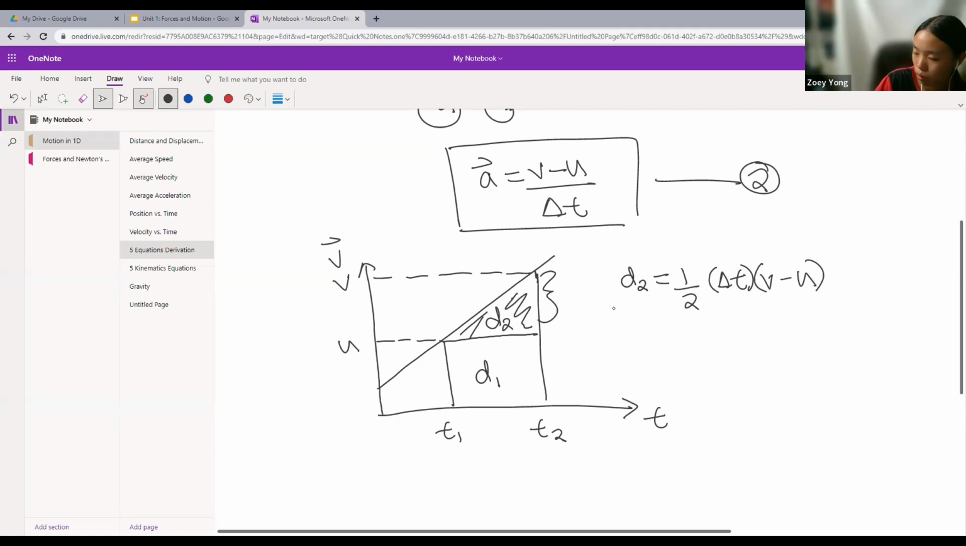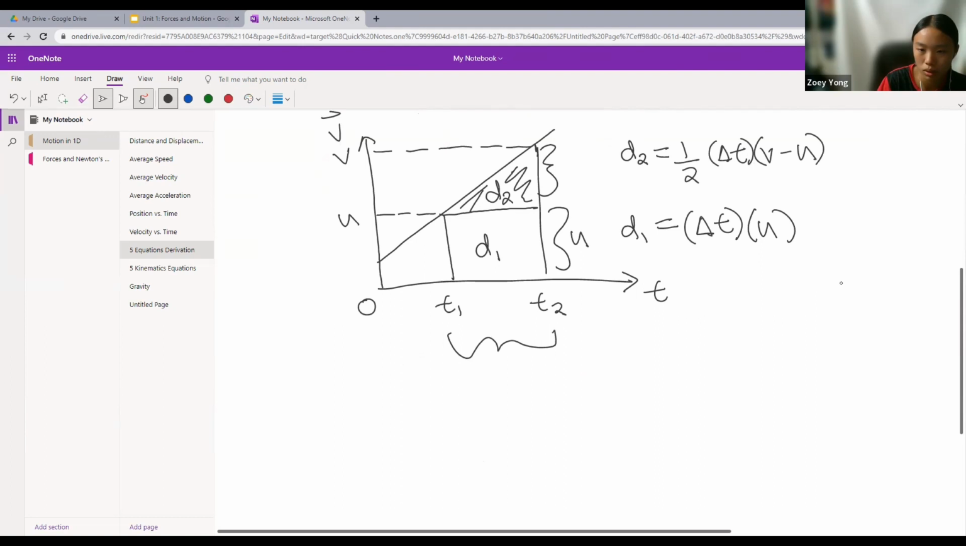So now let's find d1. d1 is a rectangle. The area of a rectangle, as you probably know, is the base times the height. So again, the base is here to here, t1 to t2, which we already call delta t, times the height, which is here to here. So this is just u, because this over here is 0, so the height is u. So that's the area for the rectangle, or d1. And to find the total distance, we need to add d1 plus d2.